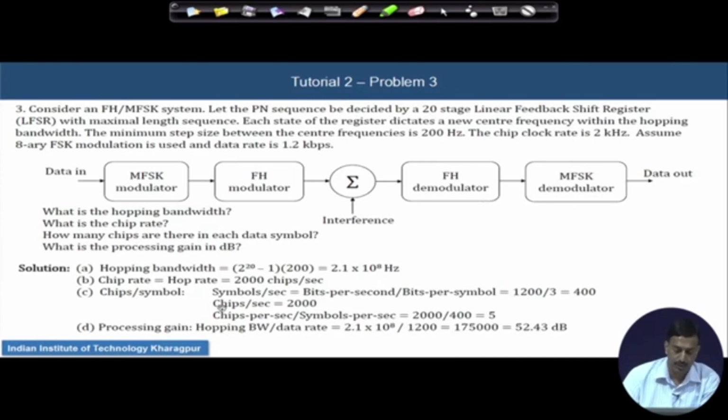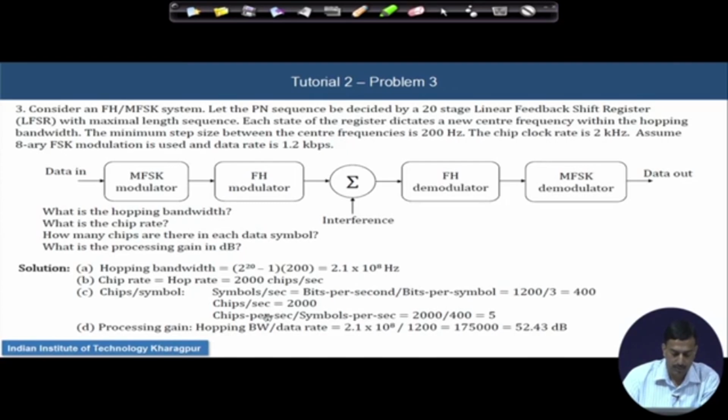In the third question, it is asked how many chips there are in each data symbol. So this is obtained by first finding out how many symbols there are in each second. In order to calculate that, we make use of the last part of the data provided in the problem. That is, we have an 8-ary FSK system, and the data rate is 1.2 kbps. So the data rate divided by the number of bits per symbol. For an 8-ary FSK system, we have 3 bits per symbol. That gives you the symbols per second straight away. And then we already know that the number of chips per second is 2000.